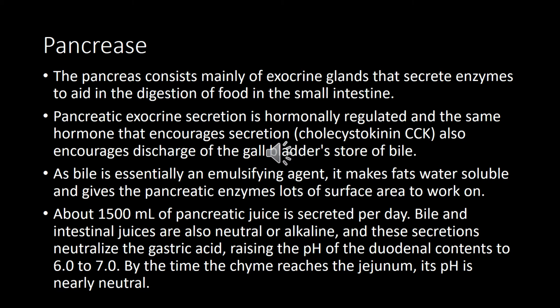Bile and intestinal juices are also neutral or alkaline, and these secretions neutralize the gastric acid that we have already learned about in the section on the stomach. They raise the pH of the duodenal content to 6 to 7 by the time the chyme reaches the duodenum, so its pH is nearly neutral.